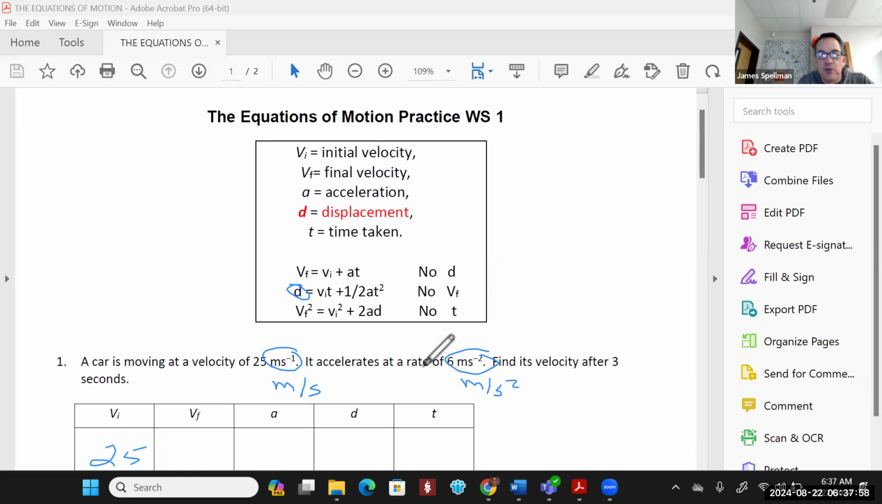It accelerates at a rate of 6. So that tells us what the acceleration is. And then it says find its velocity. That's what we're looking for, so I'm going to put a question mark here. And then it says after 3 seconds, which is going to be the time.